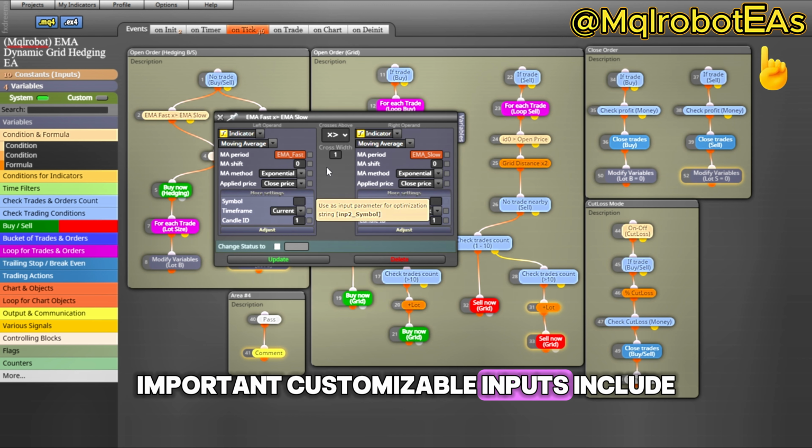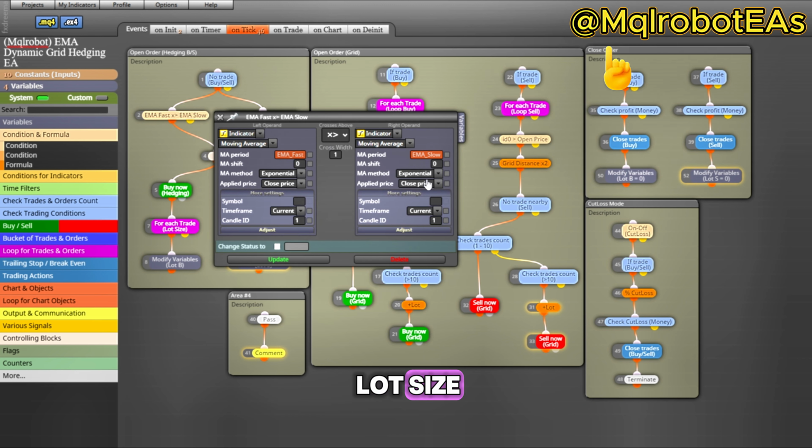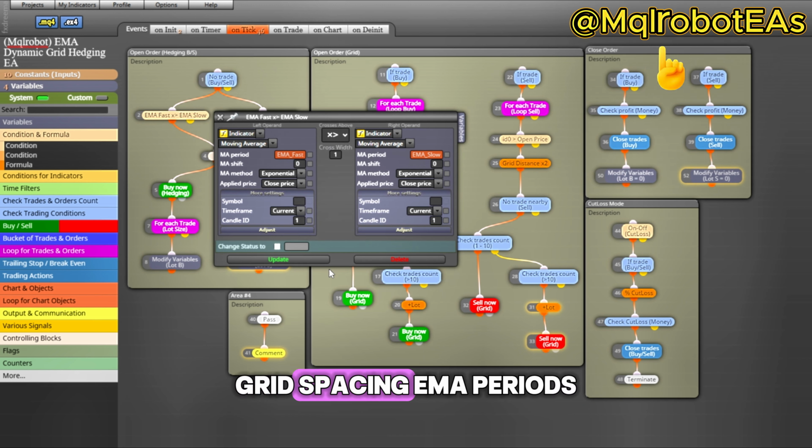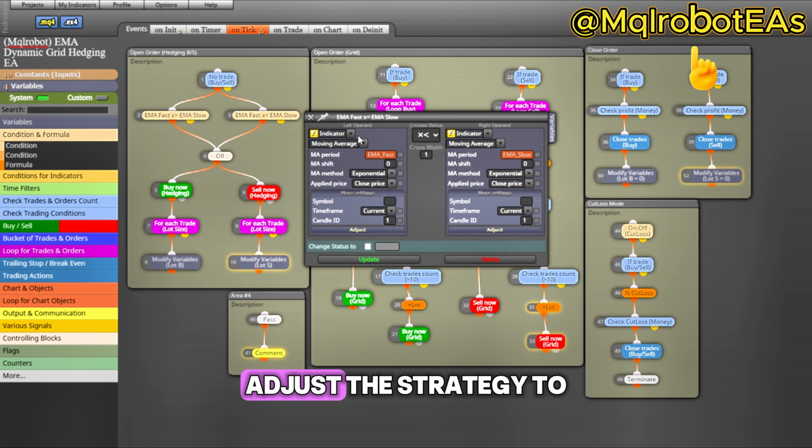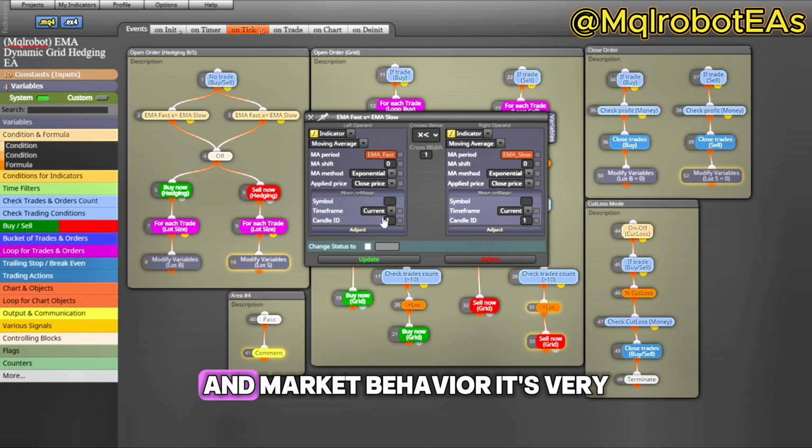Important customizable inputs include lot size, grid spacing, EMA periods, hedge layer settings, and profit and stop-loss thresholds. These let traders adjust the strategy to their risk tolerance and market behavior.